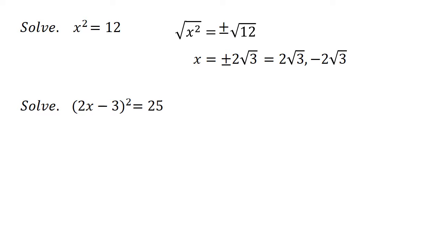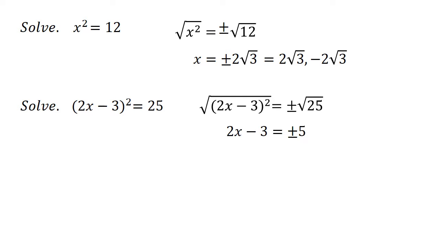So again, I've got a square here. I don't want to multiply this out. What I want to do is peel the layers off the x. I want to get rid of the square, I want to get rid of the 3, and then I want to get rid of the coefficient of 2. And so to get rid of the square, I'm going to take the square root of both sides, again taking into account that I could have a positive and negative involved here. So on the left-hand side, the square and the square root cancel out. You get 2x minus 3. On the right-hand side, I get plus or minus 5.